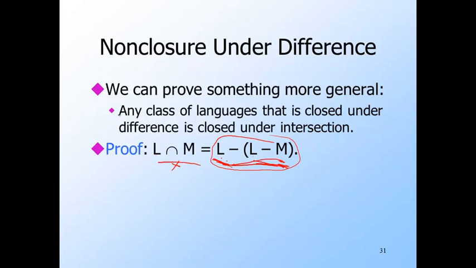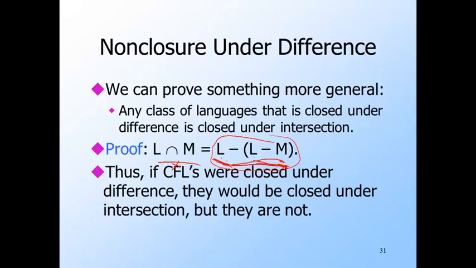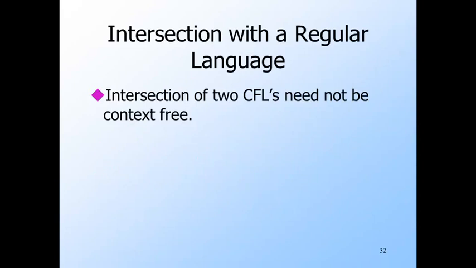Now, suppose the class of context-free languages were closed under difference, and L and M are context-free languages. Then L minus M would be context-free, and so would L minus (L minus M). But we just proved that this expression is the same as L intersect M. Thus, context-free languages would be closed under intersection, but we know they're not, so we know they could not be closed under difference either. We know that the intersection of two context-free languages may not be a context-free language.